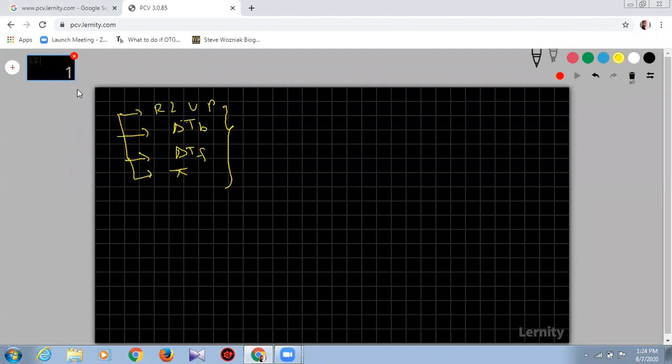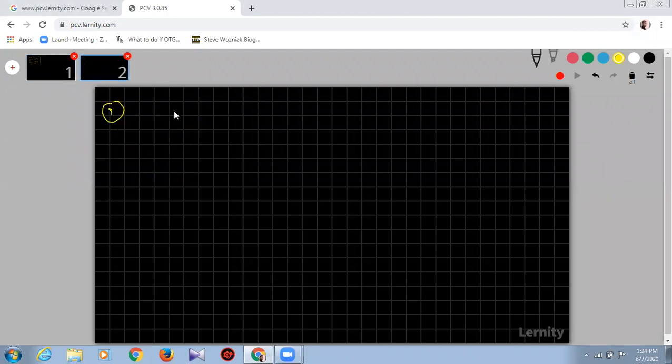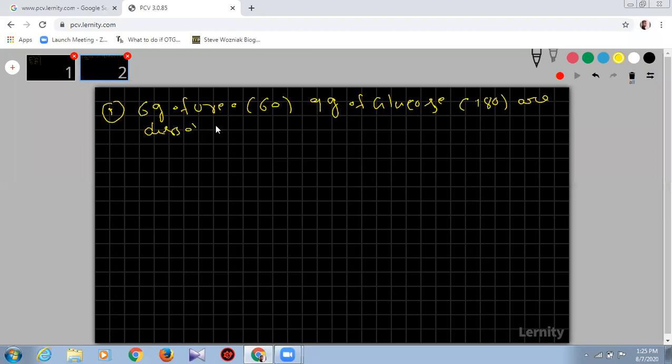On colligative properties, first I'll write one problem. Take it down meanwhile. 6 gram of urea, the molecular weight of which comes to 60, I'm giving it directly, and 9 gram of glucose, molecular weight 180, are dissolved in 300 gram of water. Hope I'm audible to you.